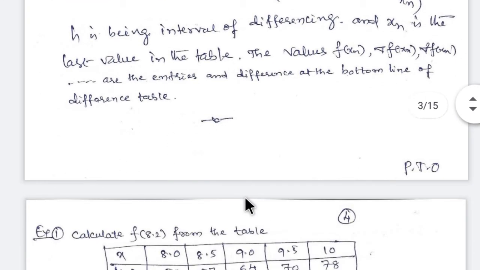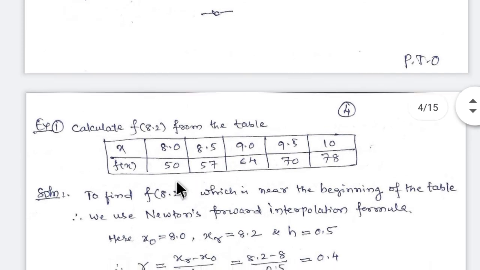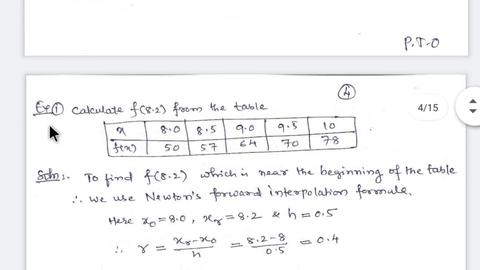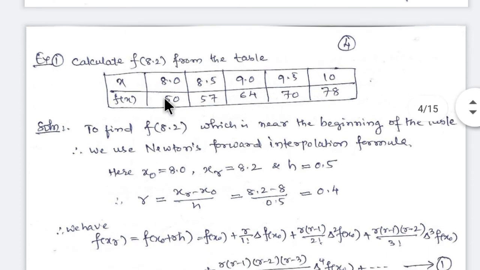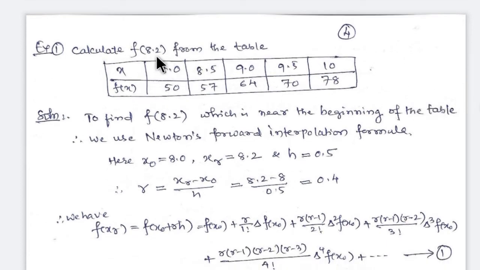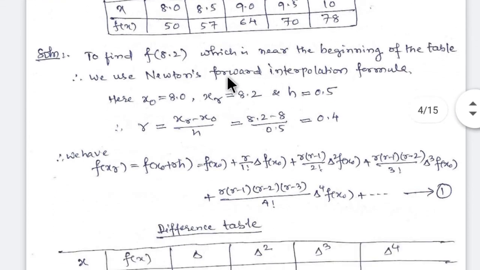Okay, you see this example number 1. Calculate f of 8.2 from the table. Some tabular values are given like this. You can find out f of 8.2. X values are 8.0, 8.5, 9.0, 9.5, 10, and the corresponding values of fx are 50, 57, 64, 70, 78.